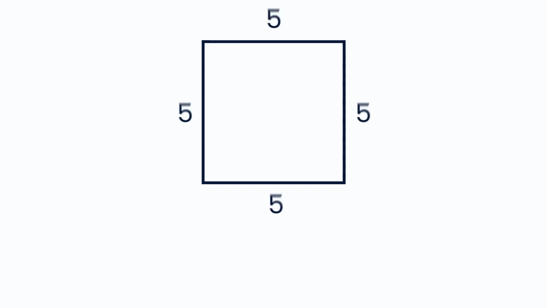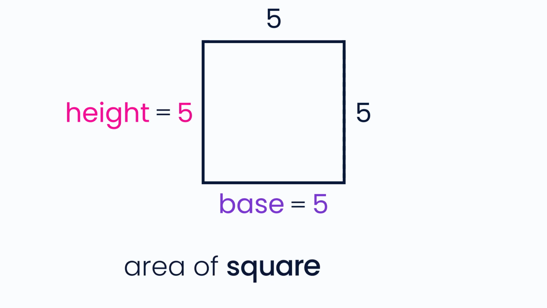Let's now look at a square. The lengths of the edges in this square are 5. Because base equals height in a square, the simplest area formula for a square is base squared. The area of this square is therefore 5 squared, which equals 25.